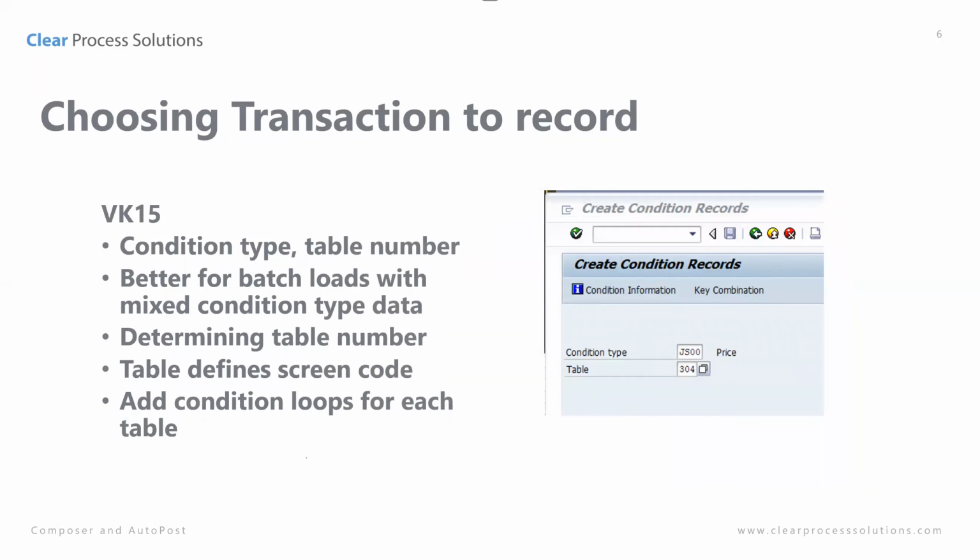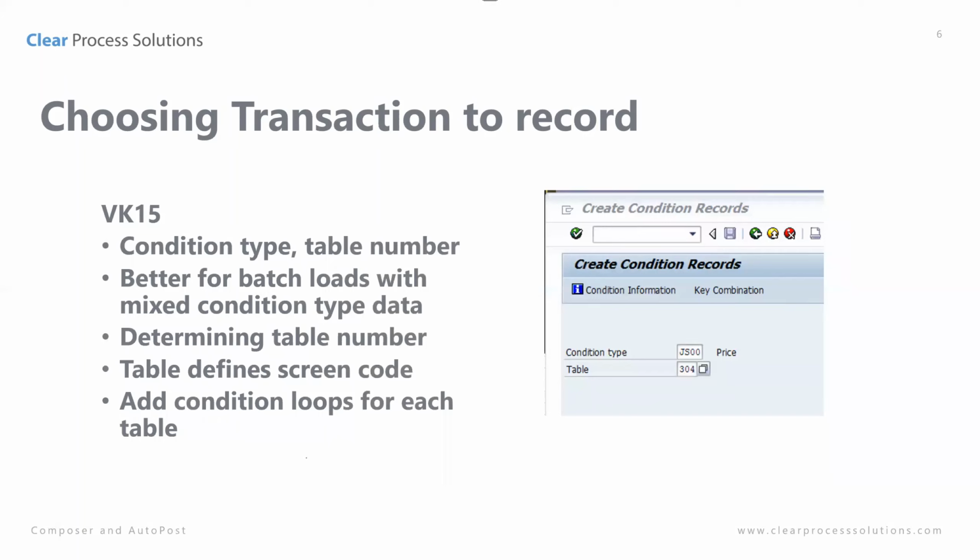There's a bunch of other transactions, but the second transaction we can use is VK15. Here you enter the condition type and a table number that's assigned to that key combination. So we saw that list on the dialog. Each one has a table number, a 3-digit number assigned. This is better for batch loads where you have different condition types and key combinations that you're working with.